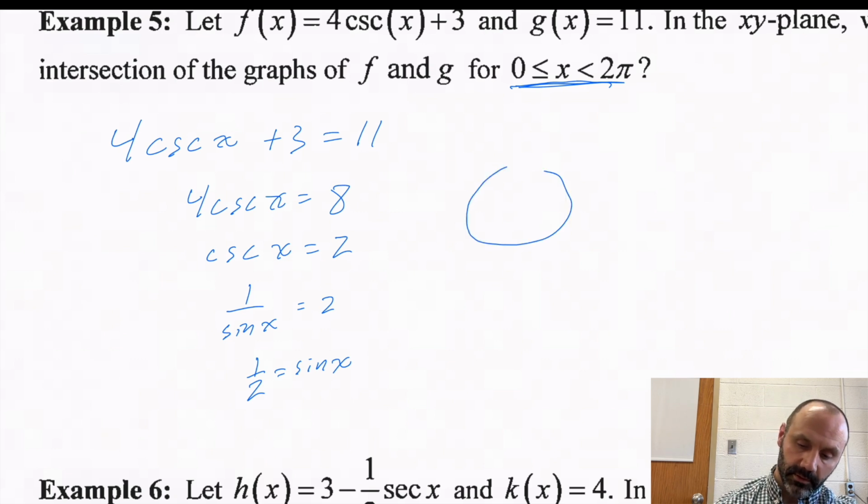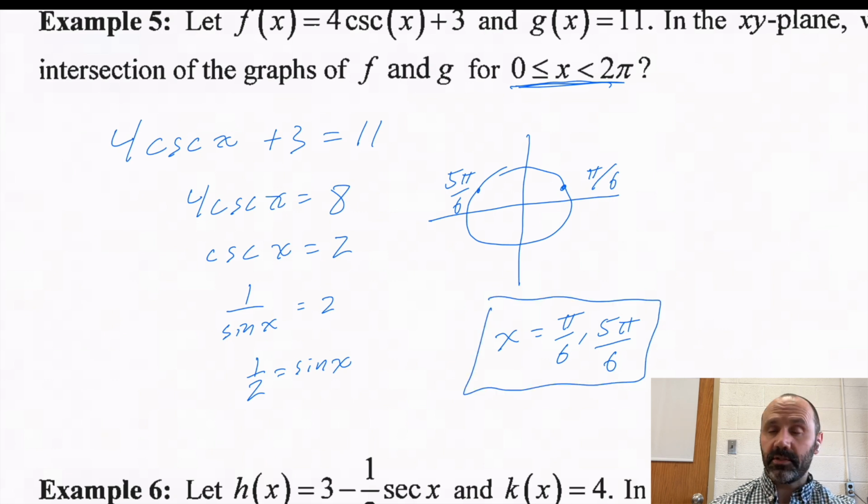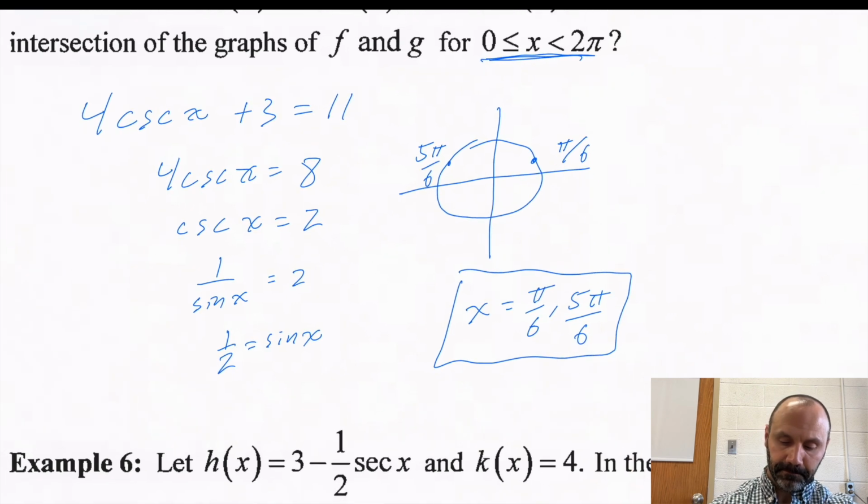So on my unit circle, sine is the vertical, and 1/2 is the smaller of these two. And so this is going to be at pi over 6 and 5 pi over 6. Right? So x equals pi over 6, 5 pi over 6. Again, same thing we were doing before. Put in the regular sine, cosine, tangent, and then you have to solve a little bit more. And then it's the same as what we've done before.